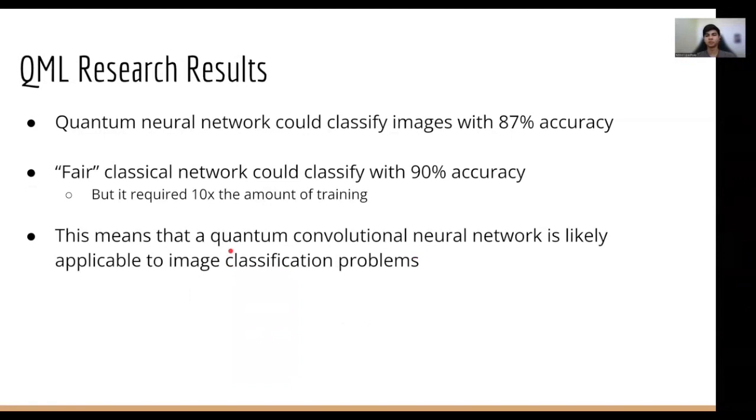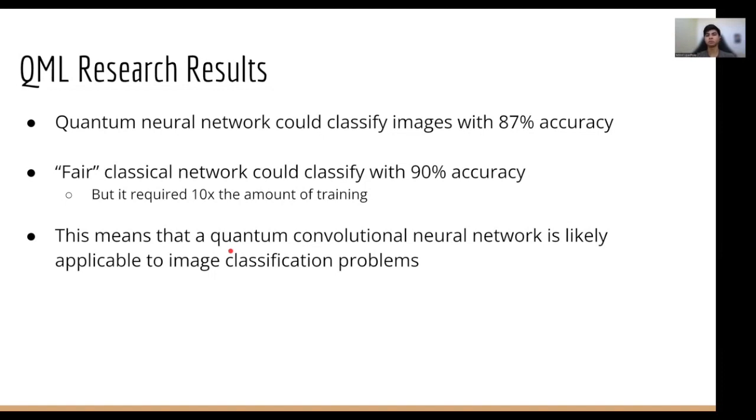So the results of my research. When I tuned the quantum neural network to its best performance, it could classify images with 87% accuracy. Now this seems good, but I didn't really have a way to know how good 87% was. So I made a classical neural network that was a fair comparison, which basically means that it had the same number of parameters as the quantum neural network. And it could classify the images with 90% accuracy.